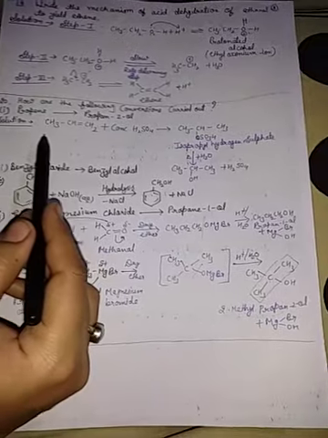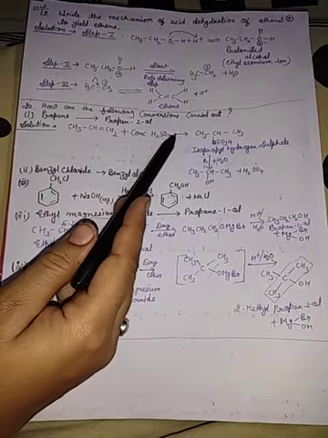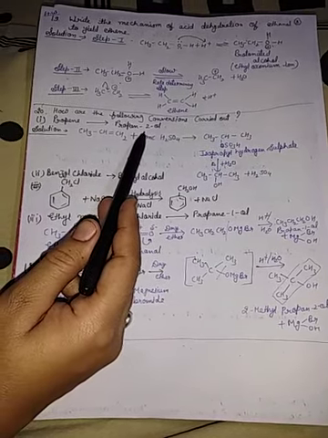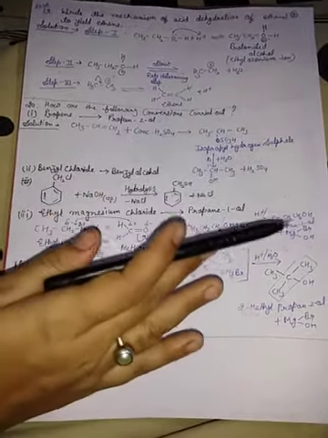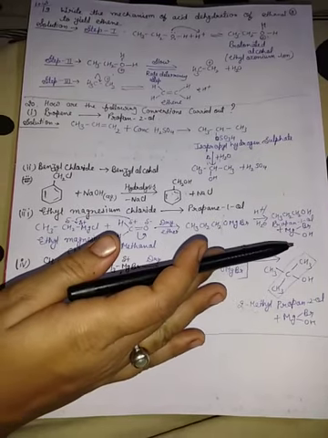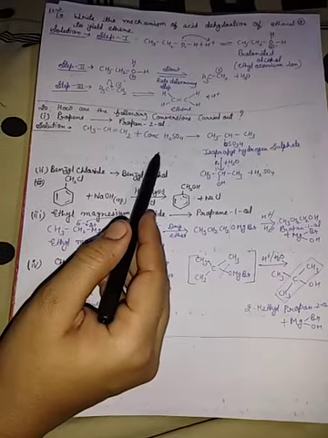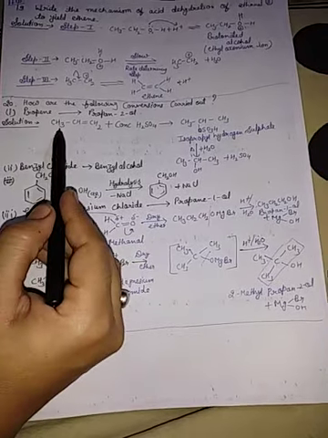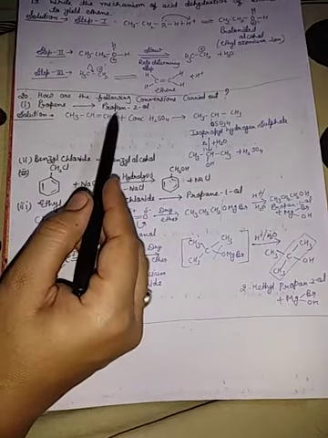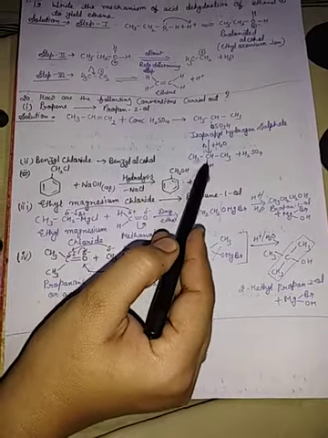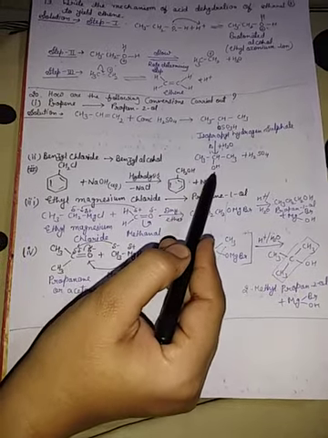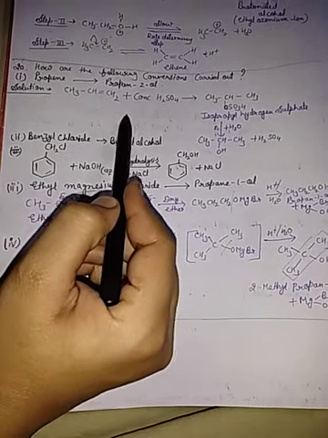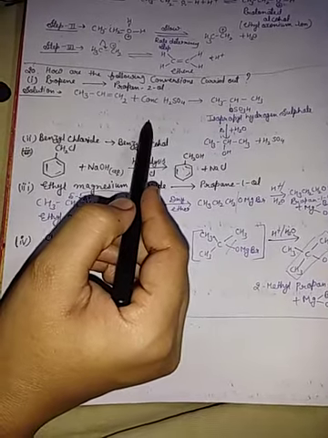Next is question 20. How are the following conversions carried out? First is propene converted into propan-2-ol. Practice from my notes. In this conversion, first you see propene, CH3CH=CH2, and the product given is propan-2-ol. So you form this compound from this reactant. You should learn which reaction is followed in our chapter.